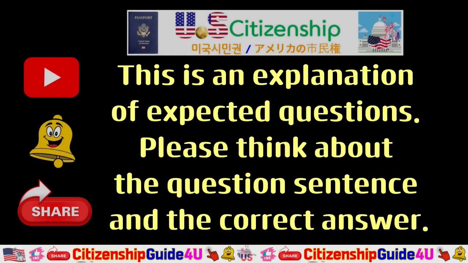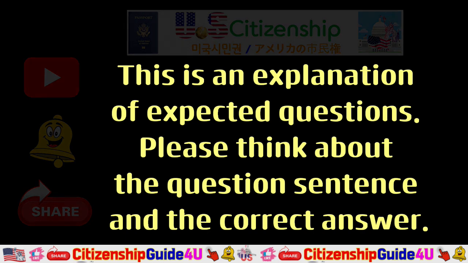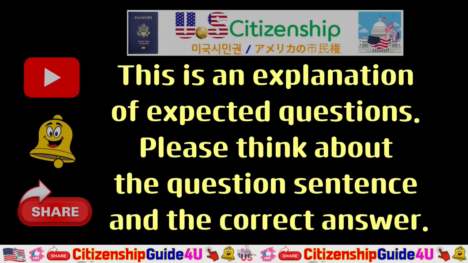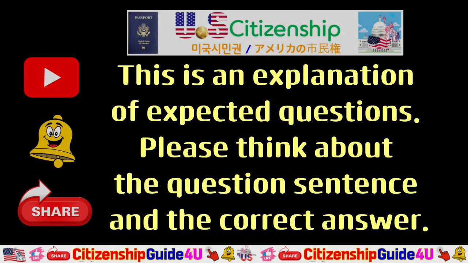The full phrase from the Declaration of Independence is, "We hold these truths to be self-evident, that all men are created equal, that they are endowed by their Creator with certain unalienable rights, that among these are life, liberty, and the pursuit of happiness." What are two rights in the Declaration of Independence? Life, liberty, and pursuit of happiness.